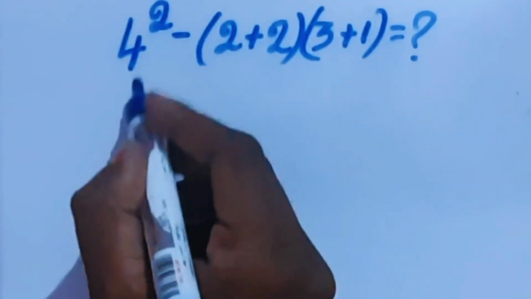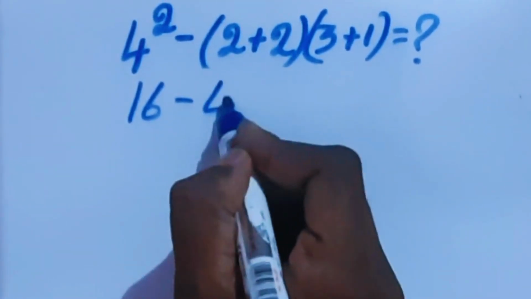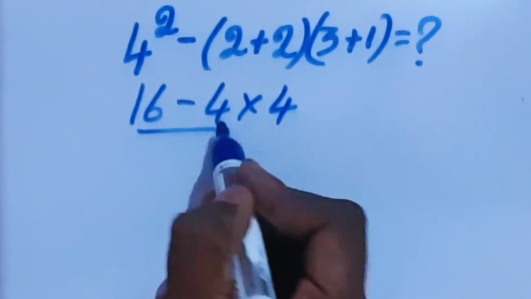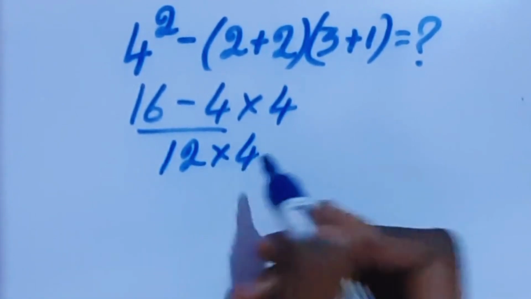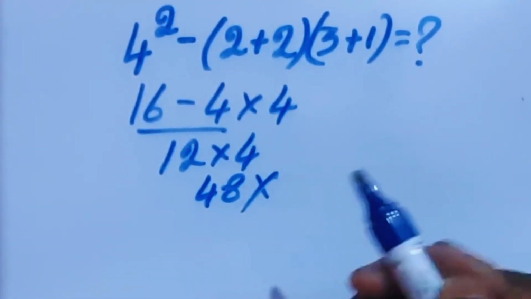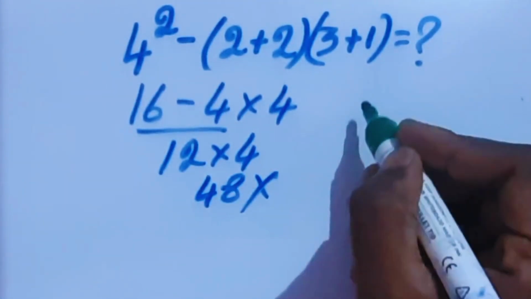Hi guys, here 4 square is 16, minus 2 plus 2 is 4, times 3 plus 1 is 4. Here 16 minus 4 is 12, times 4. Here 12 times 4 is 48, which is the wrong answer. As per this order of operations PEMDAS, this 48 is the wrong answer.